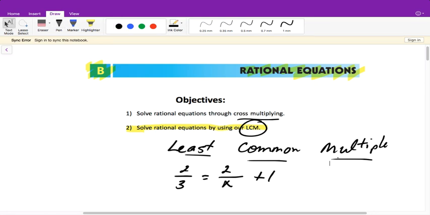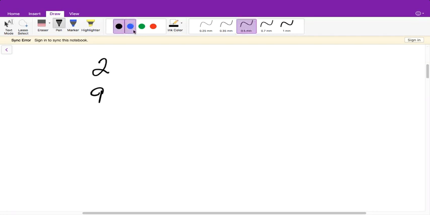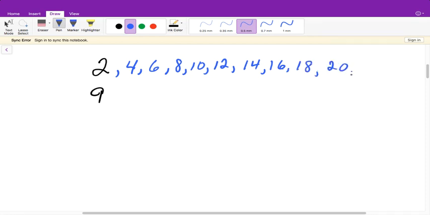All right, so let's talk about first how we find our least common multiple and then how we would use it. All right, so if I give you two numbers, 2 and 9, and I ask you to find their least common multiple, what you're trying to actually solve for is what is the smallest number that they both multiply into. So we're going to list all the multiples of 2. So 2, 4, 6, 8, 10, 12, 14, 16, 18, 20, and so on.